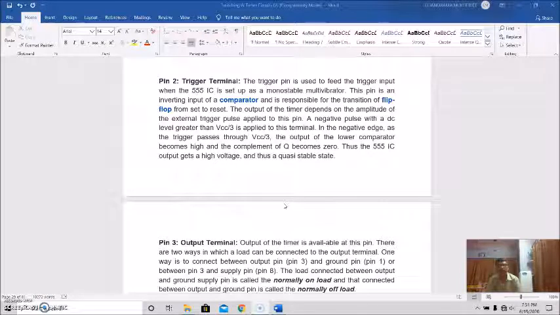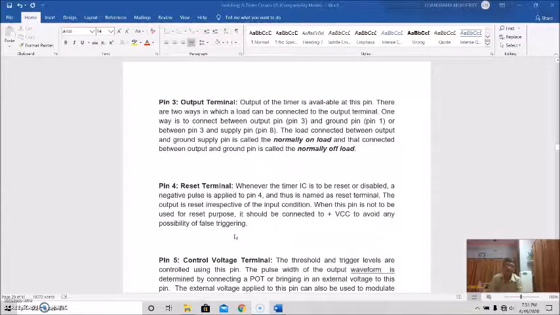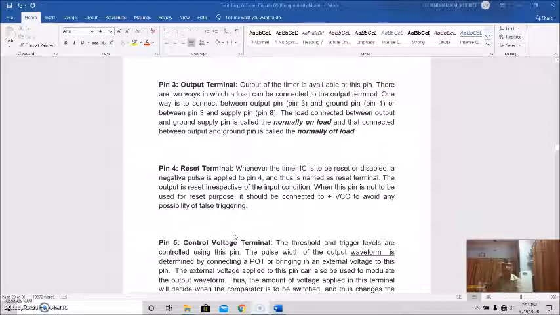Okay, so once again I am telling you about the output terminal. This is pin number 3. Output of the timer is available at this pin. There are 2 ways in which a load can be connected to the output terminal. One way is to connect between the output pin, that is pin 3, and the ground pin, that is pin 1, or between pin 3 and the supply pin, that is pin 8.